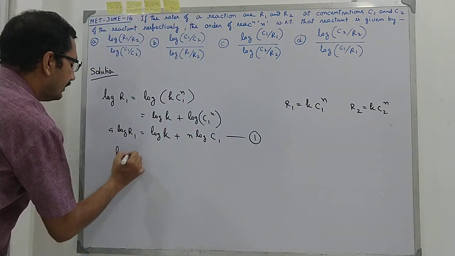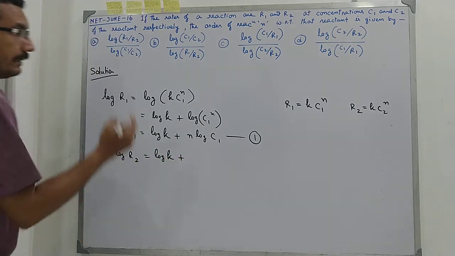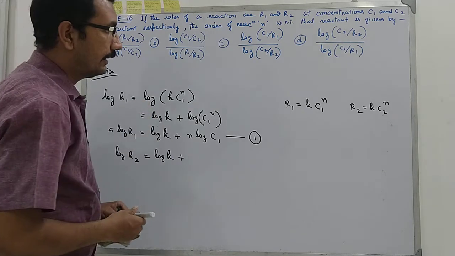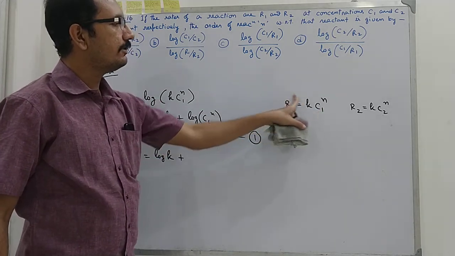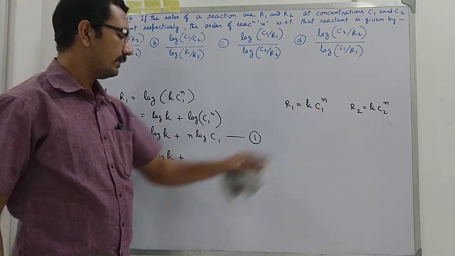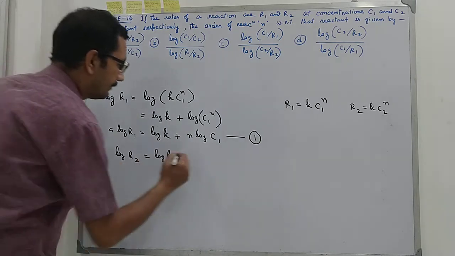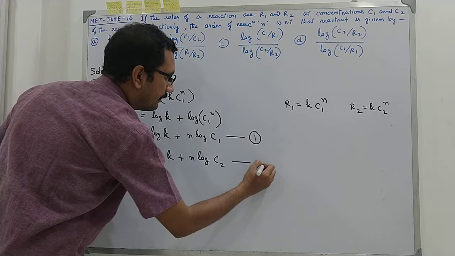Now this equation has a similar structure. So upon logarithm, it will give us log R2 equals log k plus n log C2. Since the reaction is a definite reaction for these two rate equations, the reaction is not changing and the temperature is also remaining constant, so the rate constant will also remain constant. So for the second case, we will have this equation.